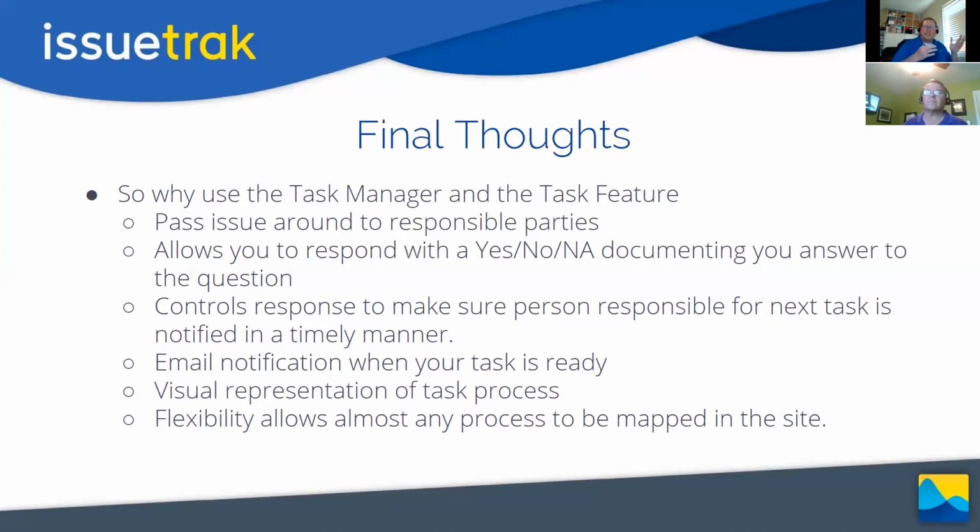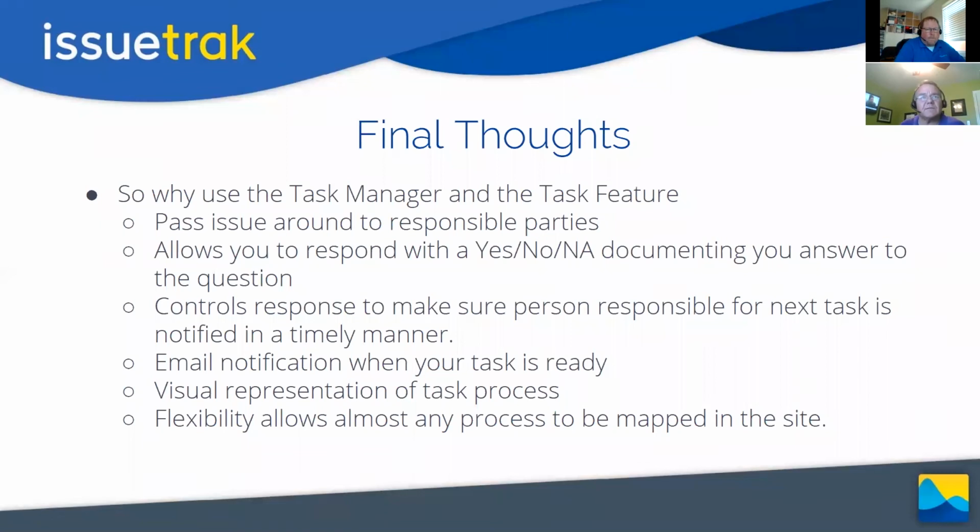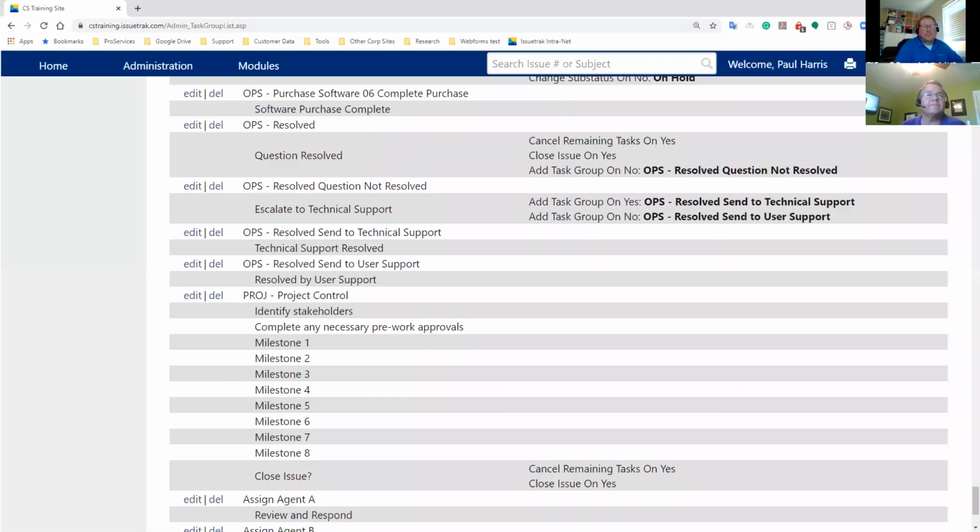The task list itself just allows that issue to walk through different departments and have the right process done the same way every time. And Paul, the yes, no task gives you the added flexibility to make it a dynamic process. Right. That's what that workflow branching is all about. When you add that extra task group, you see that happen.